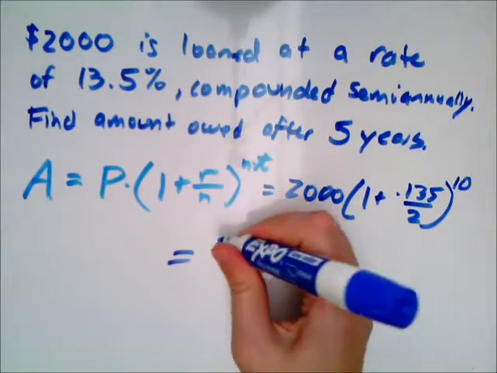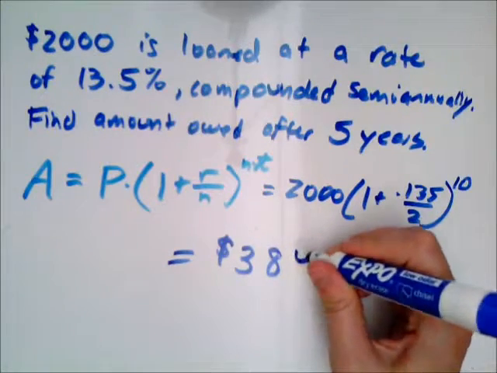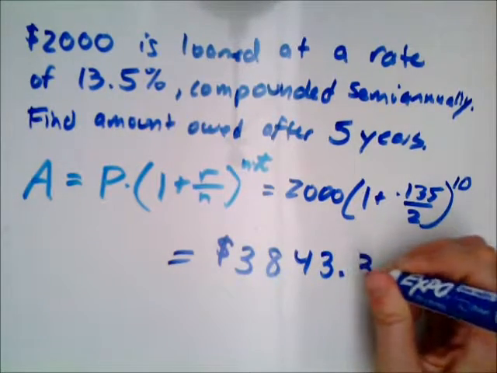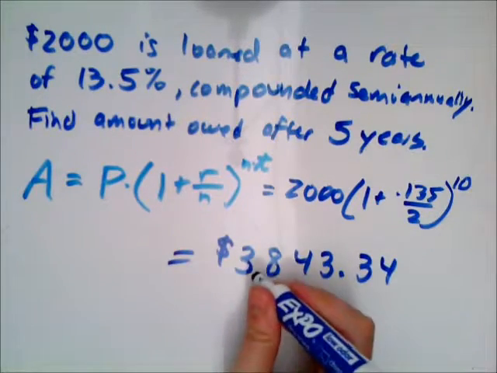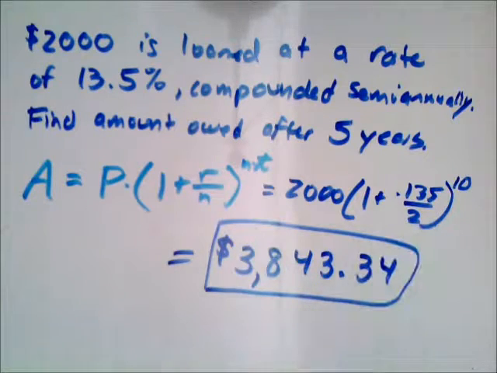And so it looks like this one, if we type it in, turns into $3,843.34. So it's mainly just deciding what all the parts of the formula are.